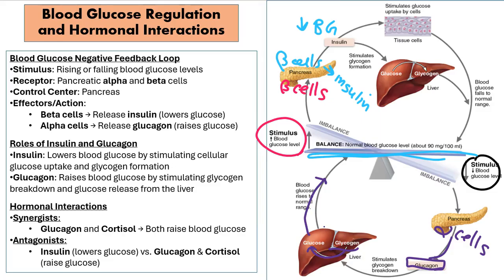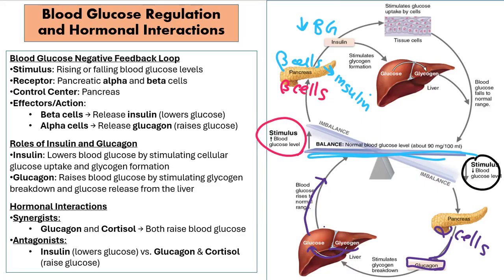So the beta cells are going to maintain homeostasis if you're trying to get back with an increase in blood glucose, and glucagon is going to maintain homeostasis if you're trying to get back with a decrease in blood glucose. So they have the opposite effect on blood sugar. Again, insulin decreases blood glucose. Glucagon increases blood glucose.